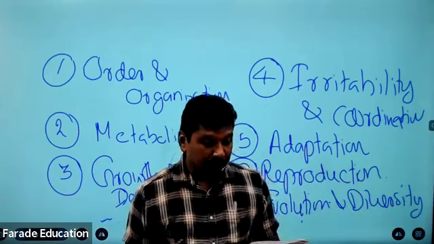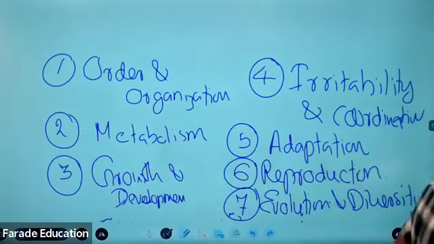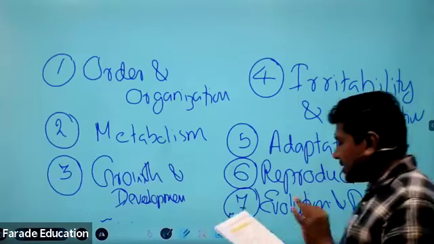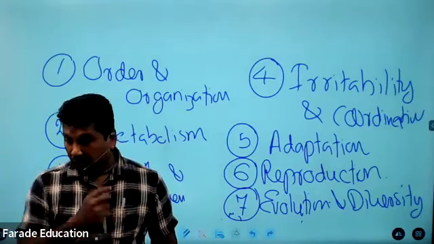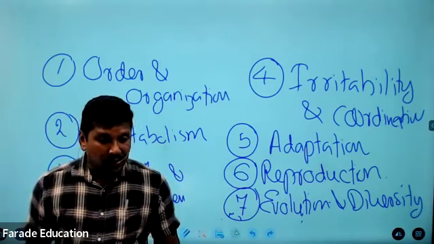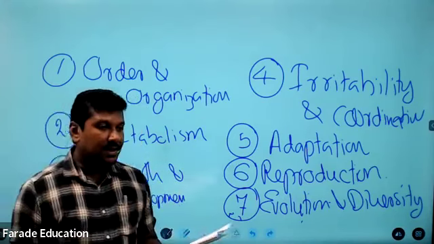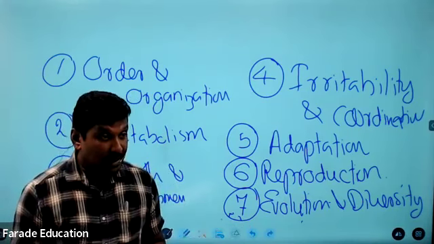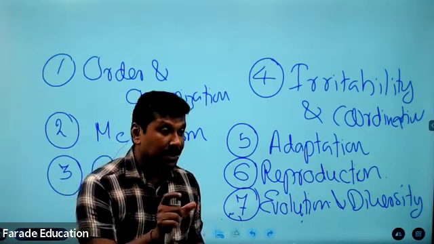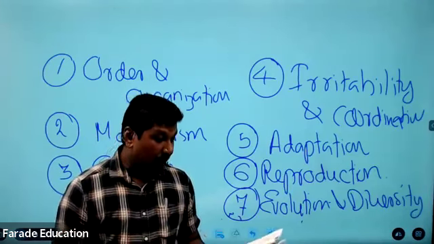The sixth one is reproduction. Reproduction is the ability to produce offspring for the continuous existence of species.